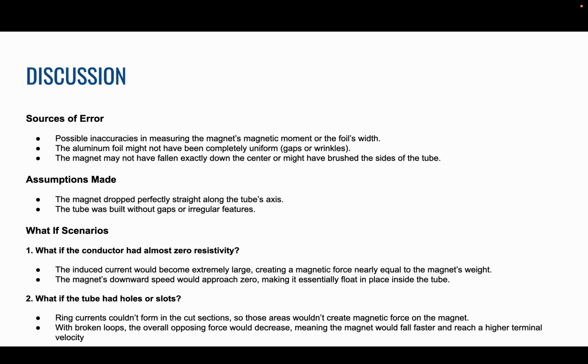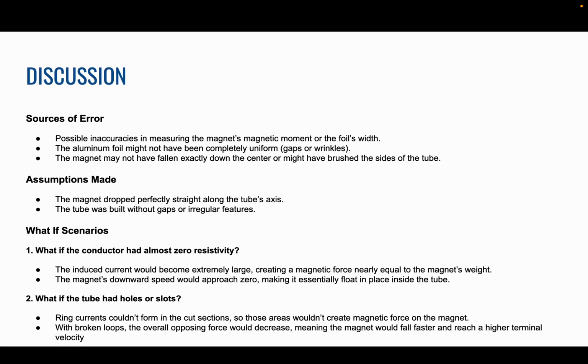Sources of error are inaccurate measurements for the magnetic moment. The foil might not be completely solid aluminum, and the magnet could have dropped off center and gotten caught on the side. Assumptions: we assumed the bar magnet fell perfectly on axis. We also assumed that the foil tube was constructed ideally with no air pockets.